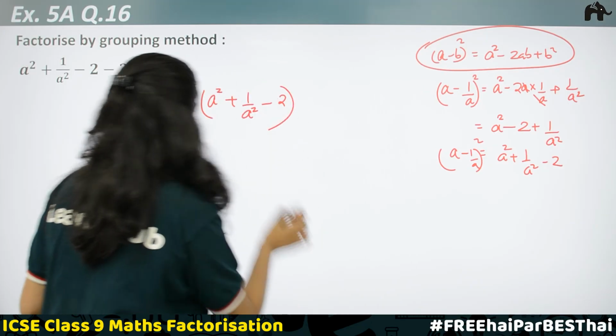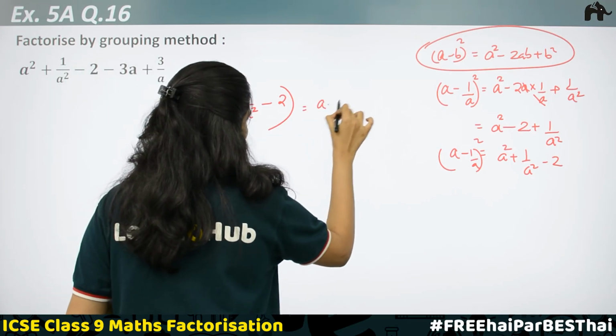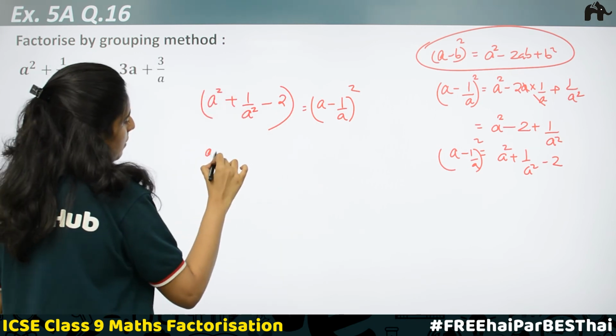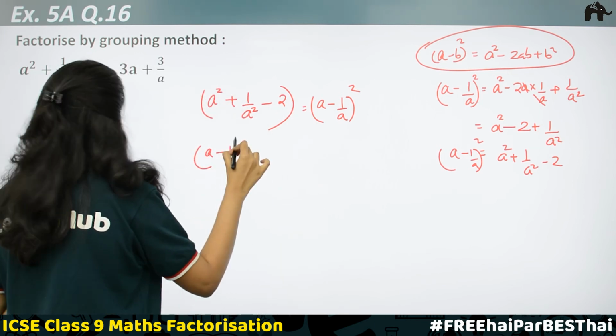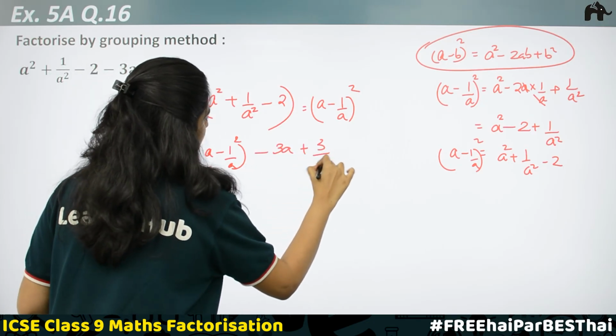Now here you can see we have a² + 1/a² - 2. So that is equal to (a - 1/a)². What is the next term? We have -3a + 3/a.